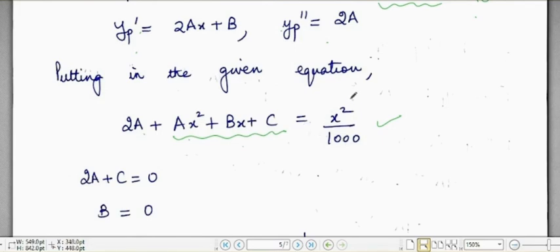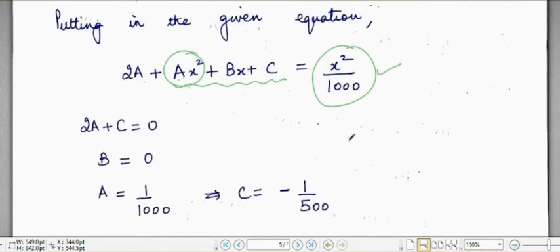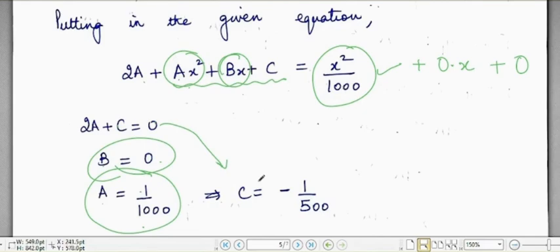So let's see, this right hand side has only an x square term, and here the x square term is ax square, right? So that means a should be equal to 1 upon 1000. Now here there is an x term which is b, but there's no x term here, it's 0x, so that means b should be 0. And here the constant is 2a plus c, and here the constant is 0, so that means 2a plus c should be 0. So b should be 0, a should be 1 upon 1000 when we compare the coefficients of the like terms on both sides. This gives us the value of a and b, and of course c also using this equation.